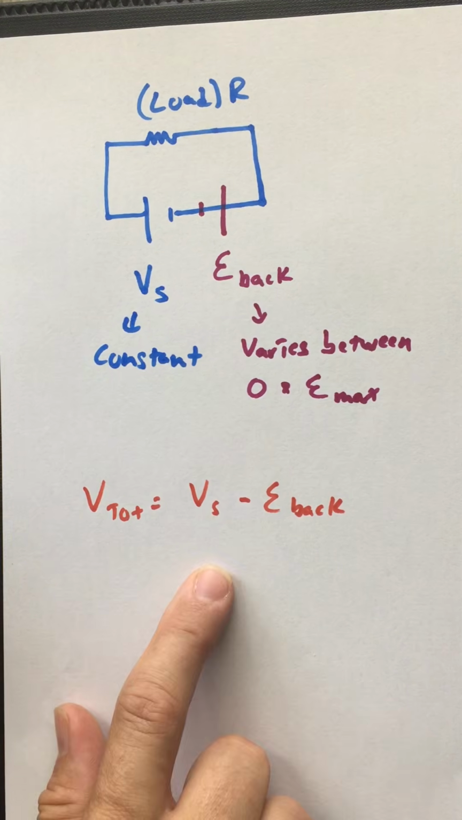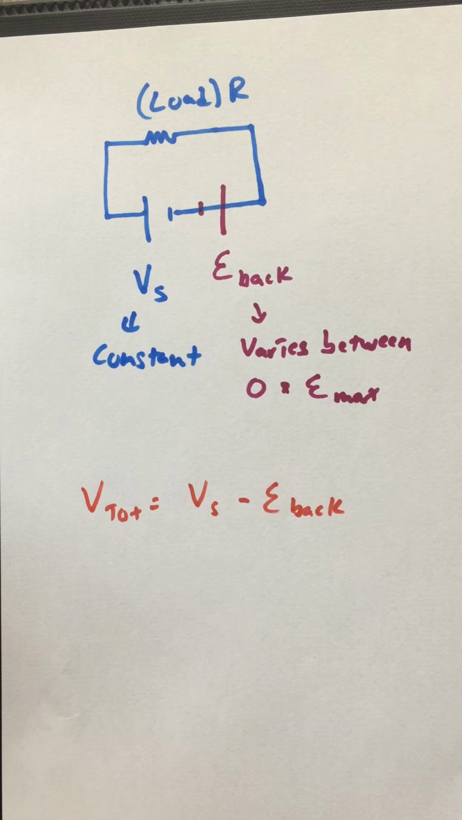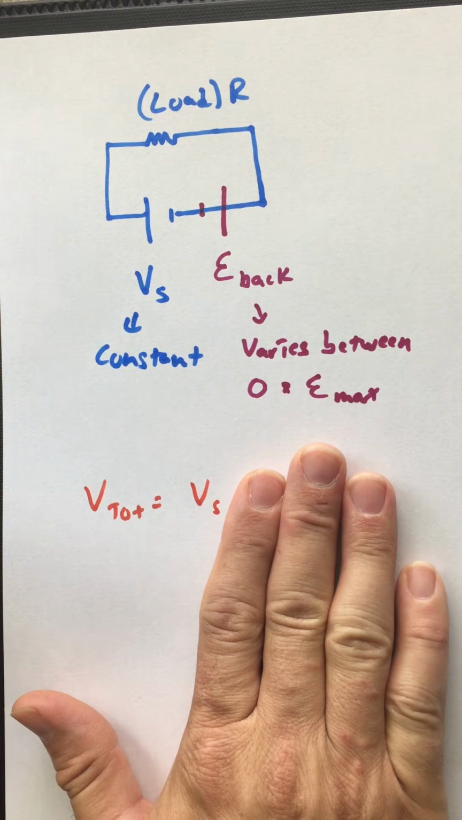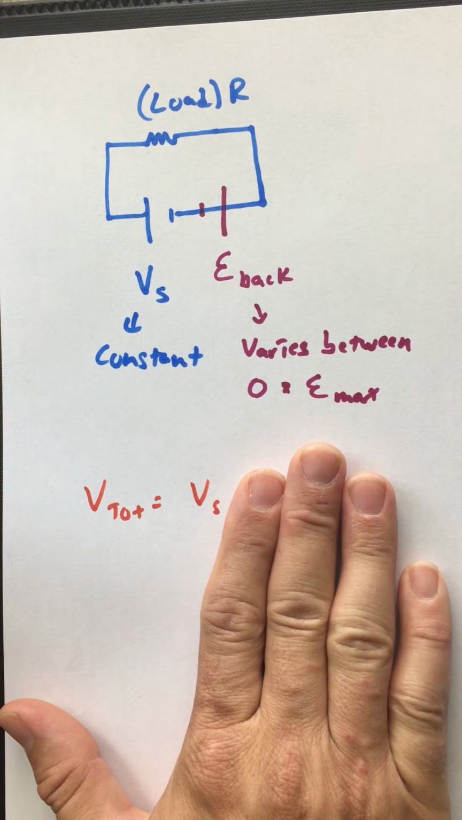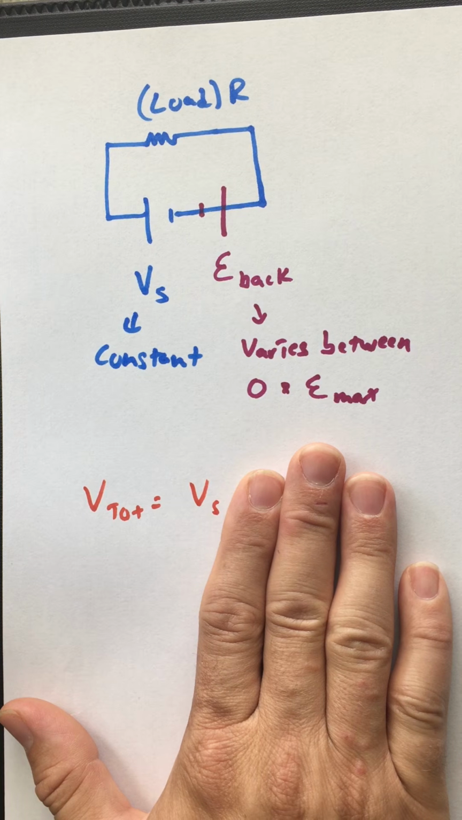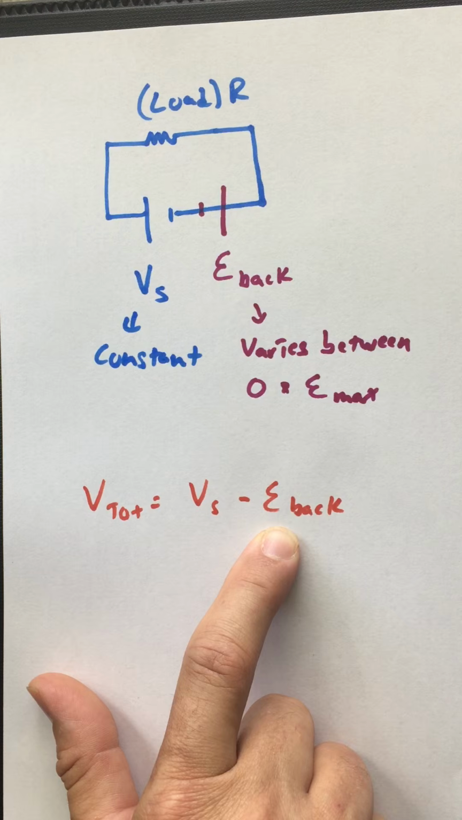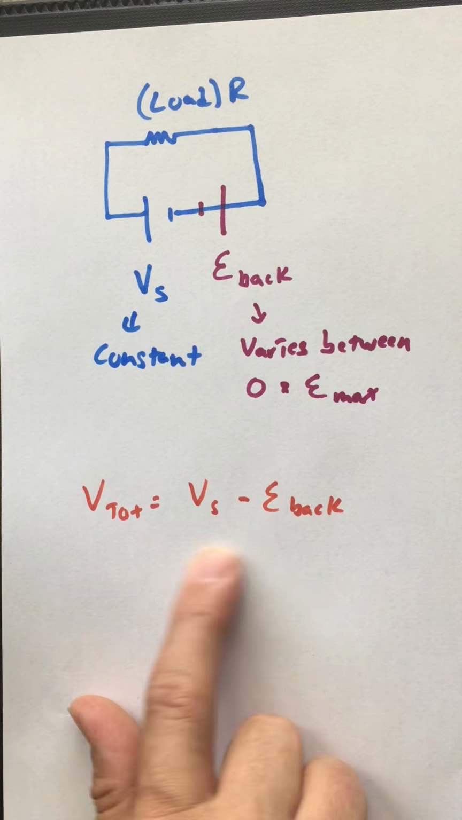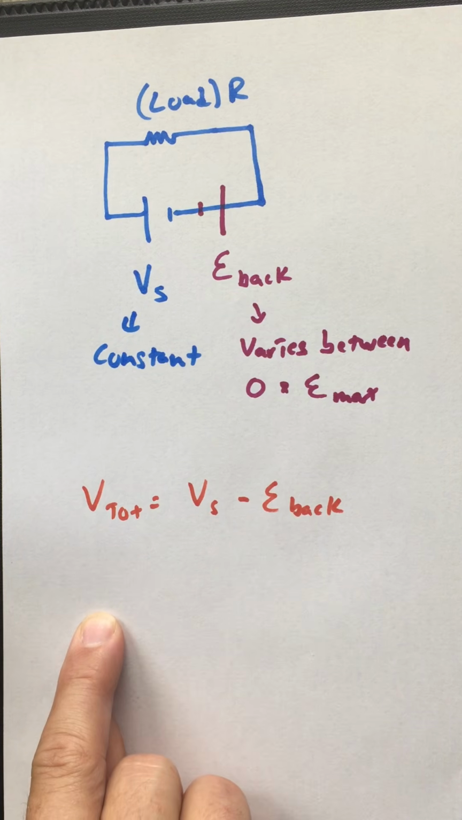This is interesting though, because that means when I turn on the switch, I've got a 0 here, and I've got a source voltage, which is potentially really, really high. So my total voltage presented to the load is probably really high. But as this thing ramps up and this climbs higher and higher and higher, my total voltage decreases.